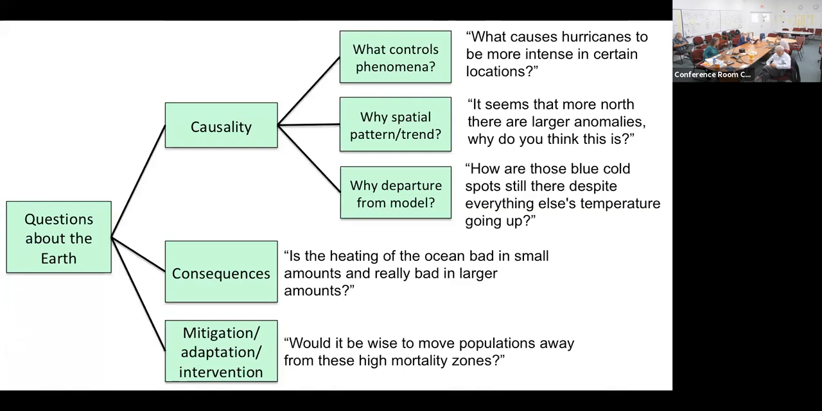So far people are mostly putting causes questions, which matches with our student data set. That was the most common kind. But I'm wondering if anybody's got a consequence or a mitigation, adaptation, intervention kind of question. One is a consequence. Or no? Oh, we have a consequence, yes. Yeah. We do have a consequence, yes.